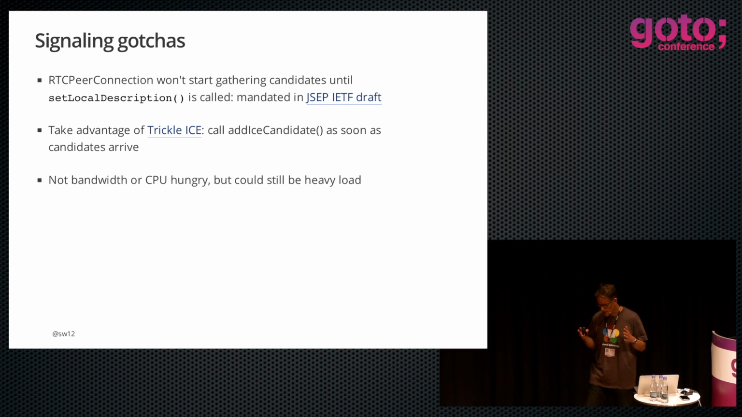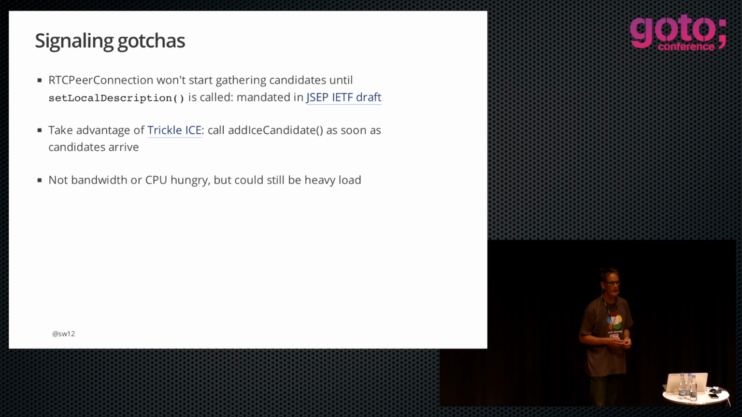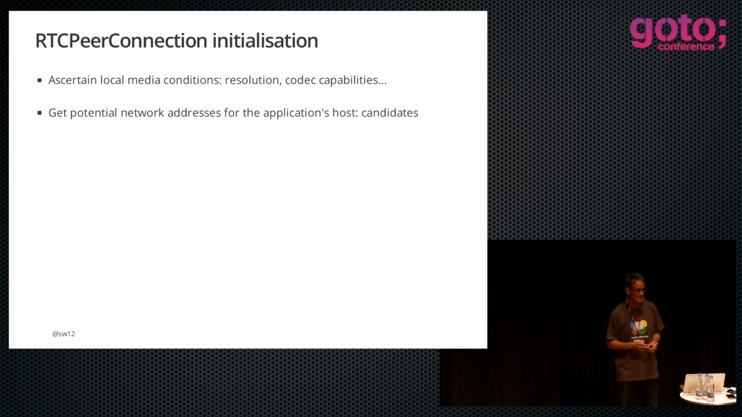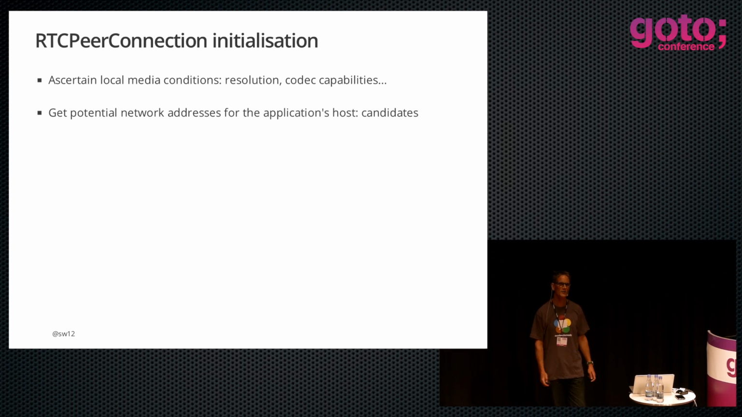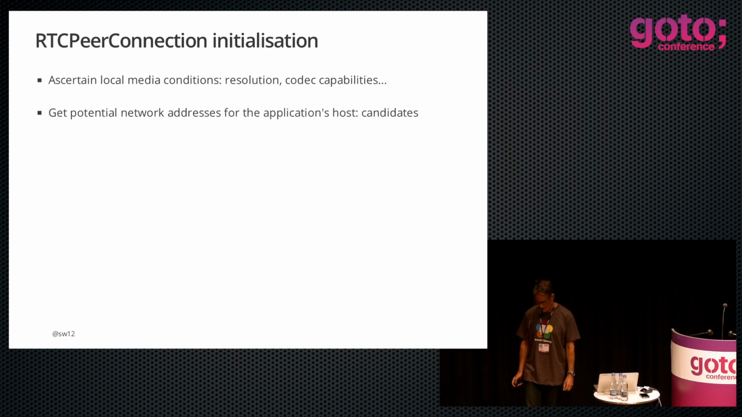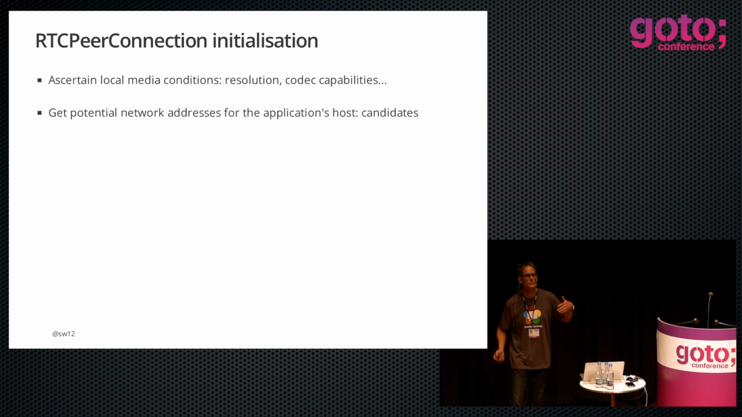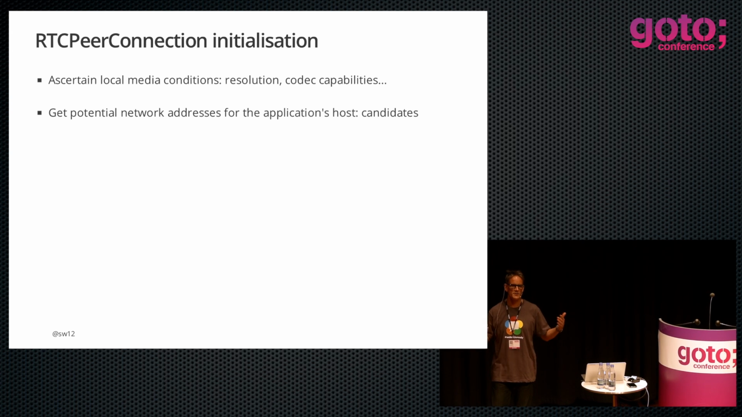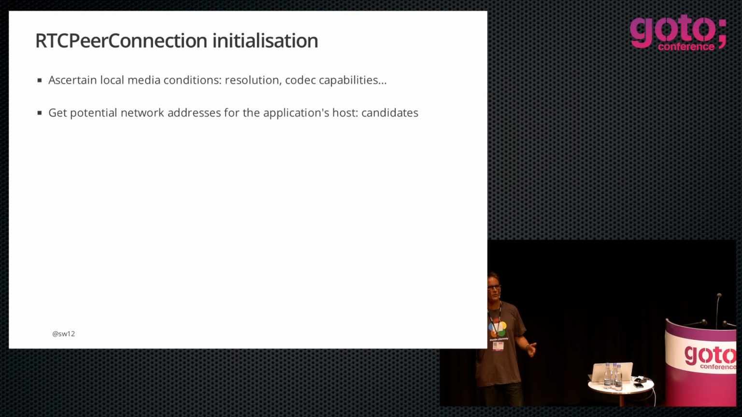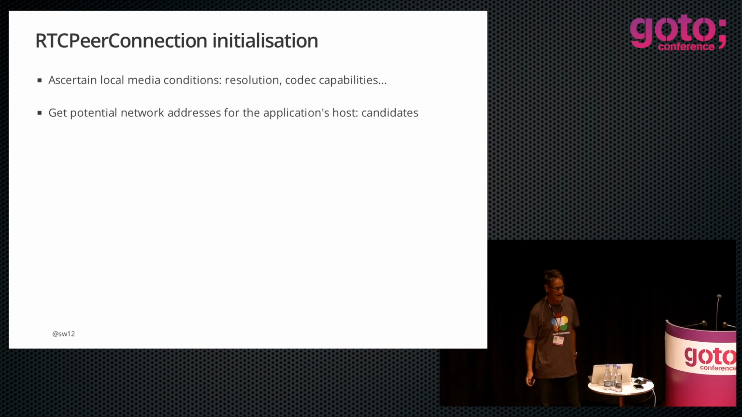So, when RTCPeerConnection objects are initialized, they have to do a couple of things. They first have to ascertain the local media conditions. So this is the stuff I was talking about with resolution, codec capabilities, and so on. And the second thing they need to do is get the network addresses that potentially the callee can use to contact them on. These are these things called candidates.